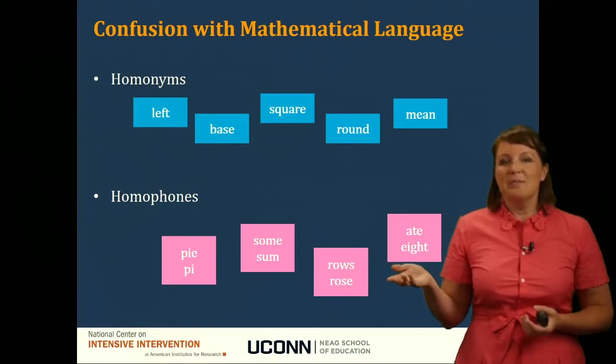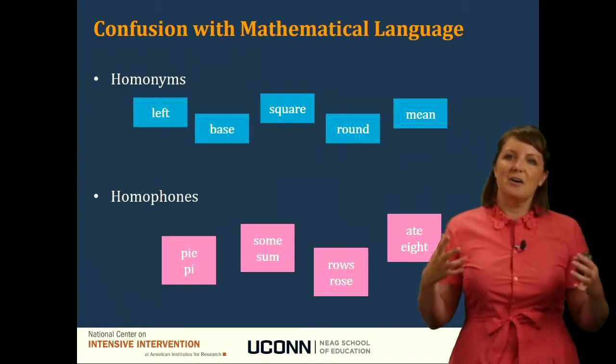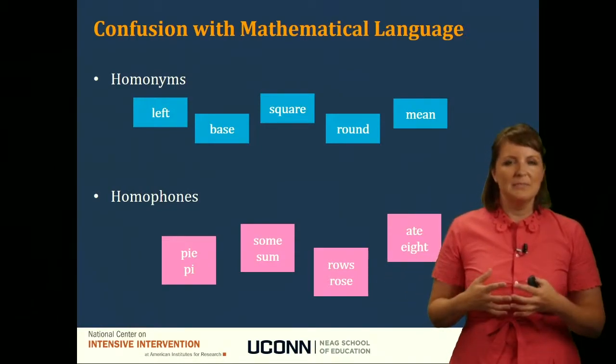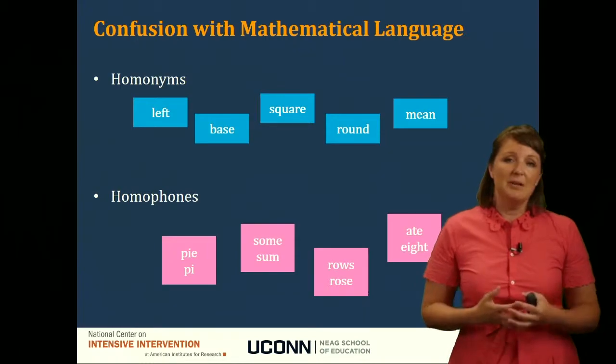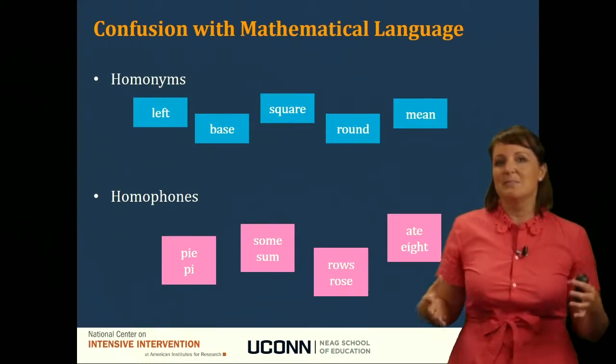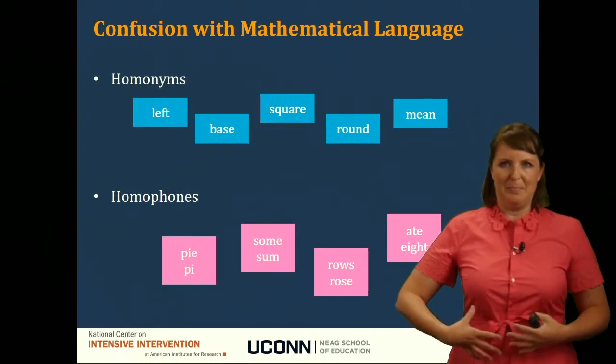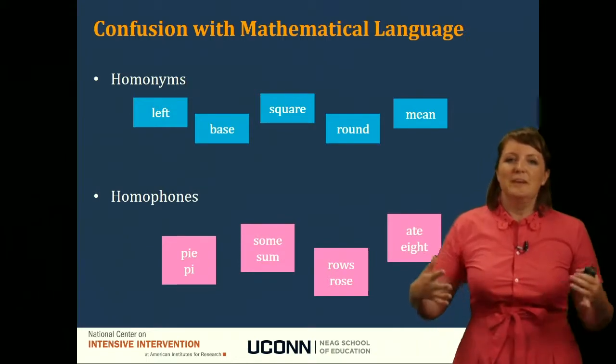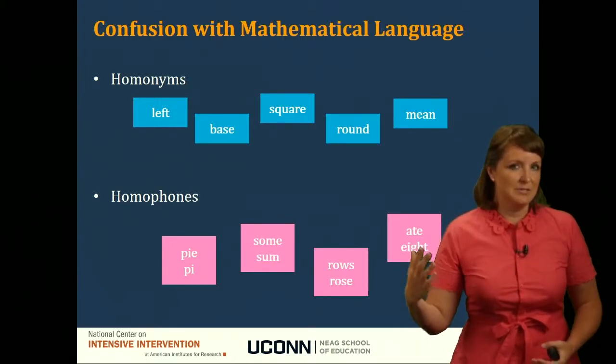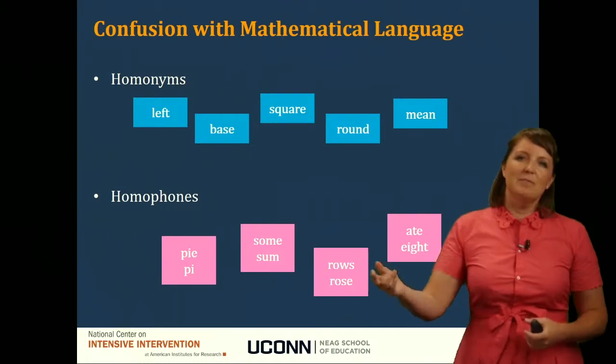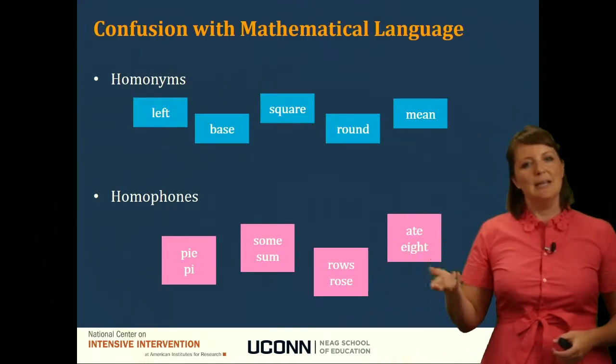We also have homophones, so words that are spelled differently but have the same sounds. So some that we write into in mathematics is, oh, that's pi. I might think, I need some pie in my belly. Or I need you to find the sum. That could be confused with some of the time. And here we have rows and rows, or 8 and 8.